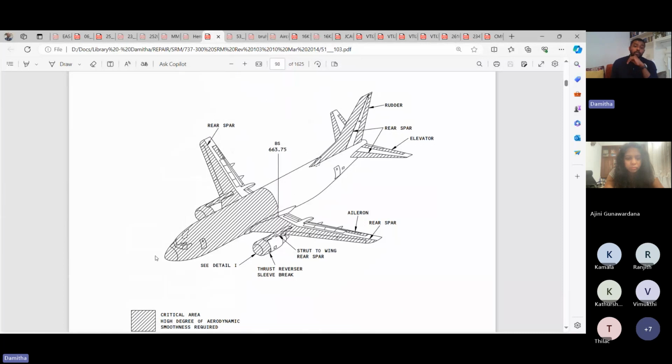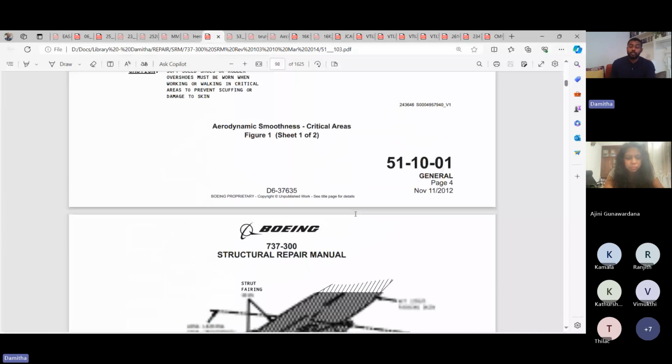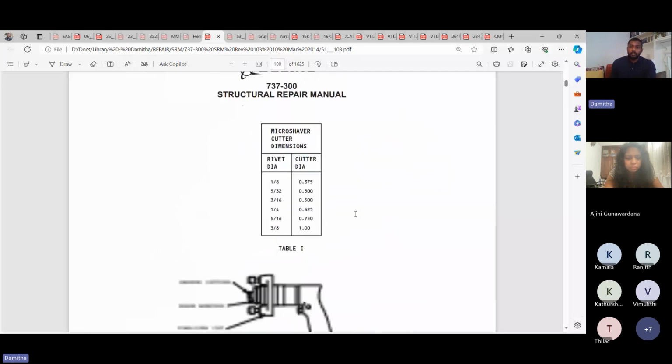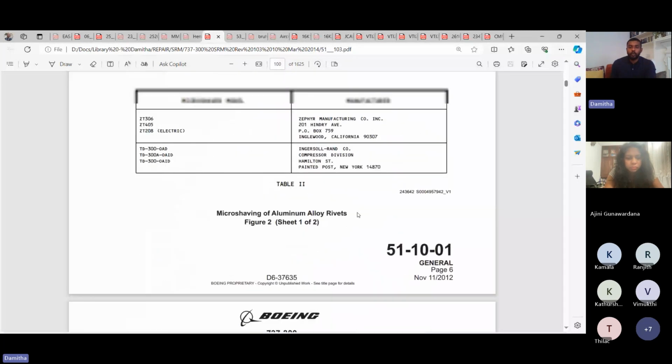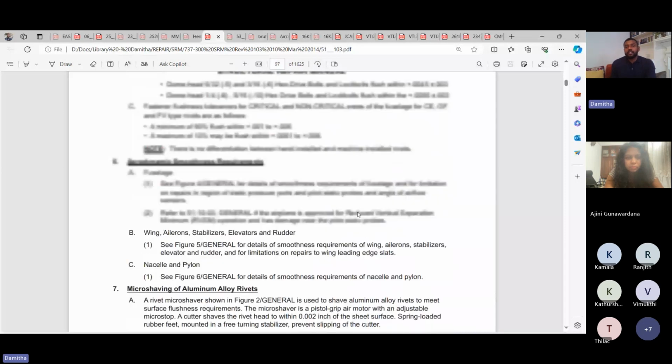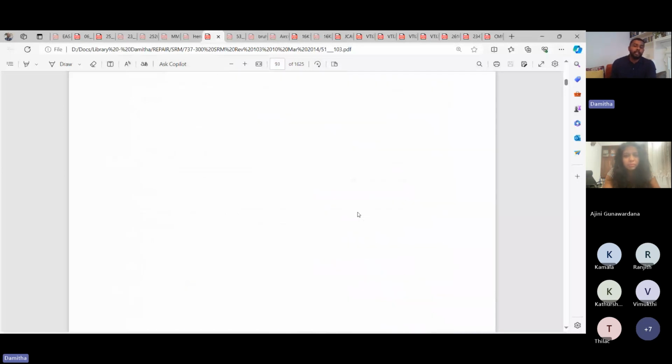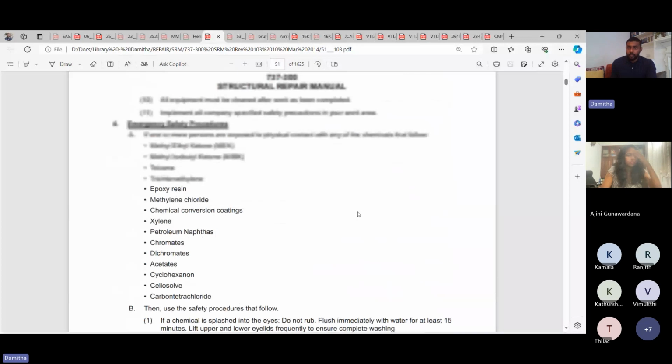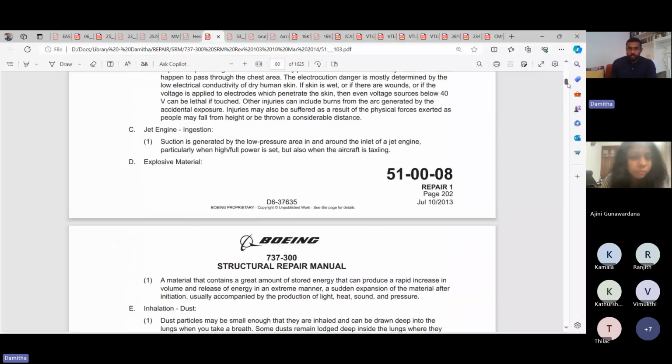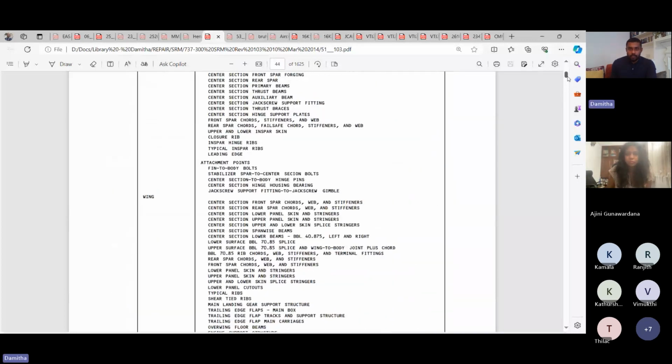Whatever repairs you do on the skin or anywhere within these shaded regions, you have to make sure that the required aerodynamic smoothness is achieved, which is called the drag coefficient. So you need to understand how to reduce drag coefficient in your designs, including smoothness, among other things. I'm just trying to show you a little bit about what these documents are. I'm going to show you something interesting I had found before.